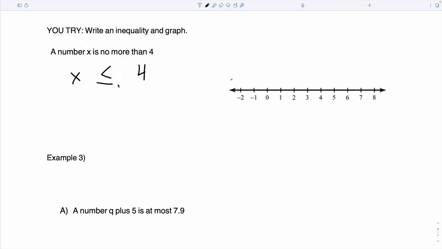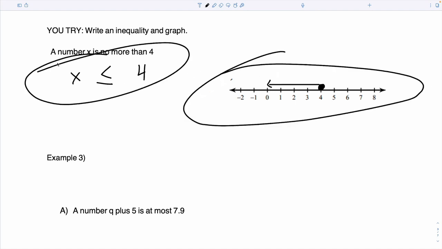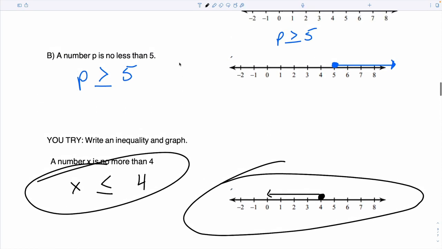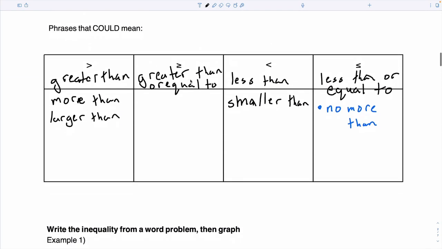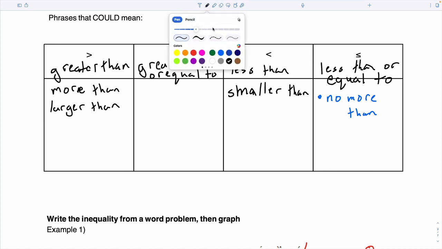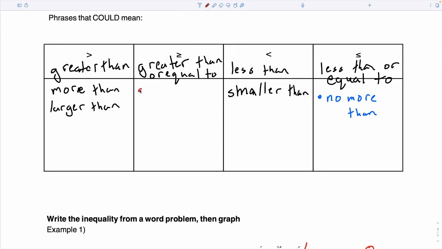Yeah, if it's no more than 4, it's got to be less than or it could be equal to. Graph that for me, Abby. Where's the dot? Does it open or close? Does it go left or right, Abby? There it is. Cool. All right. Go up to the chart. We did not add no less than. So head up to the greater than or equal to sign, and you're going to add no less than. No less than. Cool.